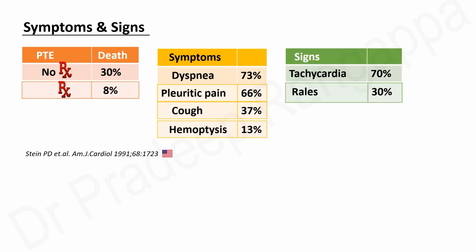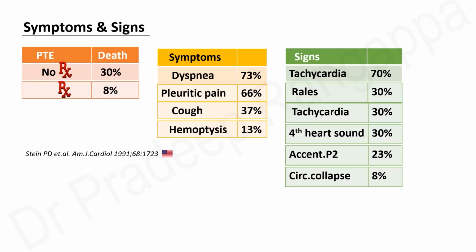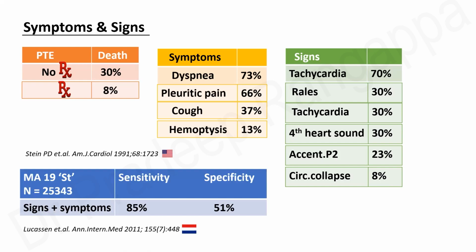And when it comes to signs, tachycardia happens in 70%, crackles happen in 30%, fourth heart sound or the gallop sound can be present in 30%, an accentuated P2 sound can be heard in 23%, and circulatory collapse happens in 8%. So these are some of the signs and symptoms charted with regards to their frequency from this particular study way back in the 1990s. So this was another study from the Netherlands.